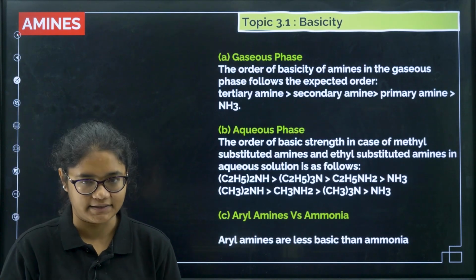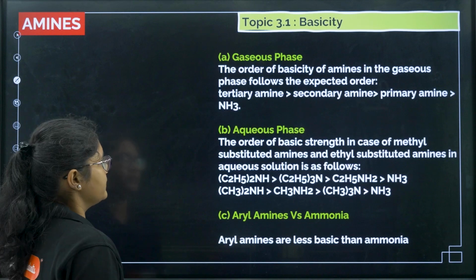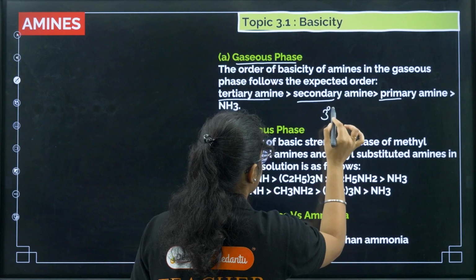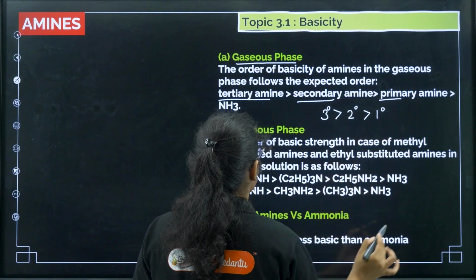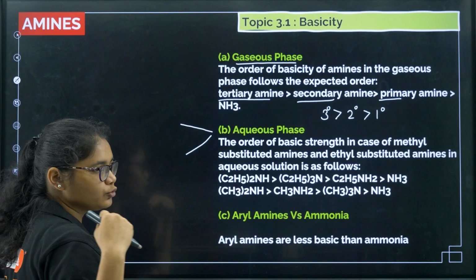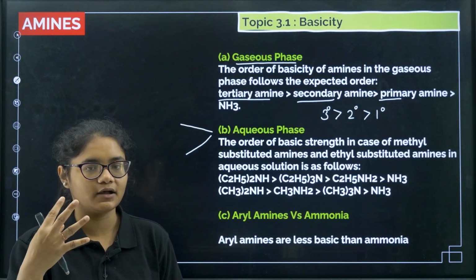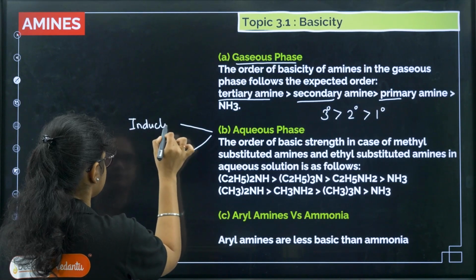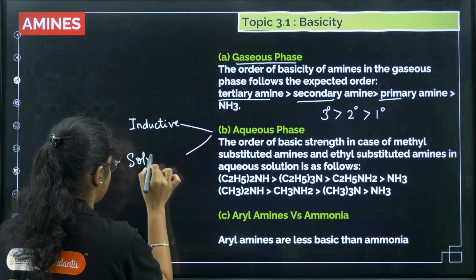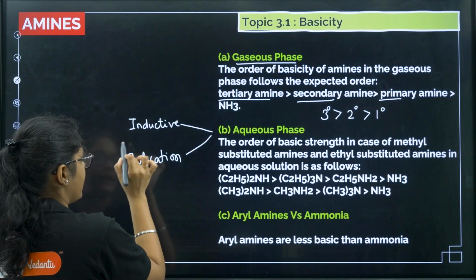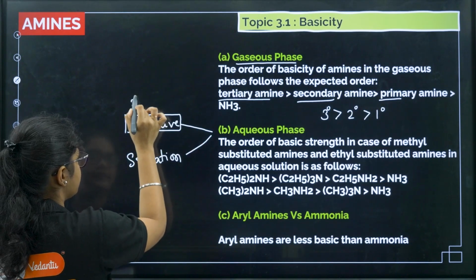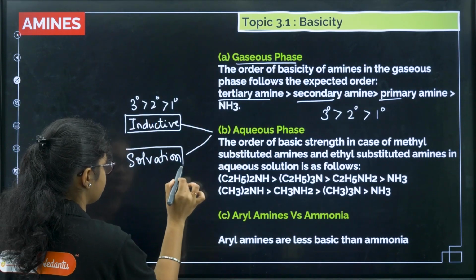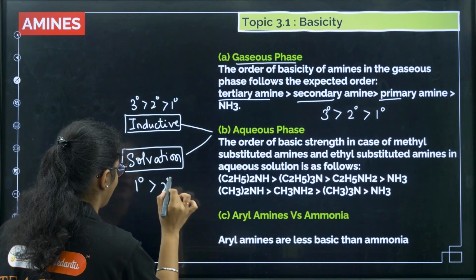First thing, that is your basicity. Understanding basicity is very important. In gaseous phase, the basicity order you should remember is 3 degree, 2 degree, 1 degree. In aqueous phase, there are 2 factors that play a role in deciding the basicity. What are these 2 factors? First is the inductive effect, and second one is the solvation effect. According to inductive effect, the order is 3 degree, 2 degree, and 1 degree, as in the gaseous phase. And according to the solvation effect, the order is 1 degree, 2 degree, and 3 degree.